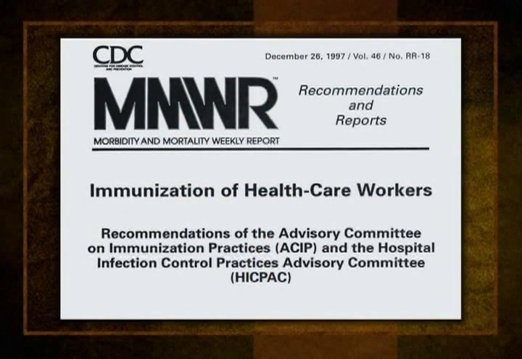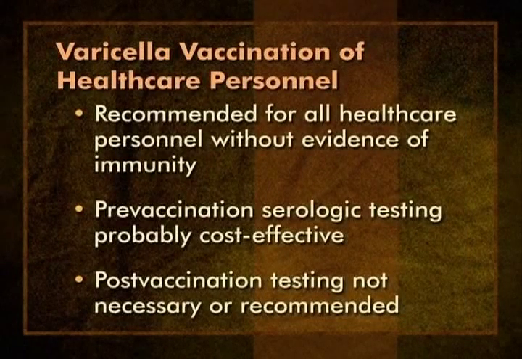In 1997, the ACIP published comprehensive recommendations for the protection of healthcare personnel against vaccine-preventable diseases. In this statement, ACIP recommends varicella vaccine for all healthcare personnel without evidence of immunity. Pre-vaccination serologic testing for varicella immunity of certain personnel is probably cost-effective. Screening could be considered for personnel who are uncertain of their varicella history or who claim not to have had the disease. But post-vaccination testing for varicella immunity is not necessary or recommended because 99% of recipients are seropositive after the second dose. In fact, we strongly recommend you not do serologic testing after vaccination.